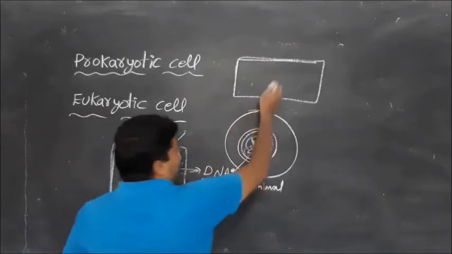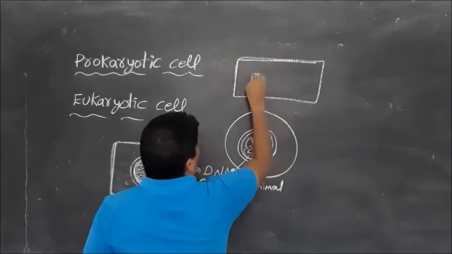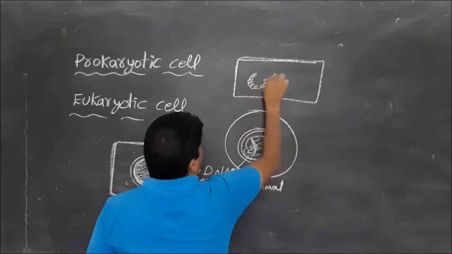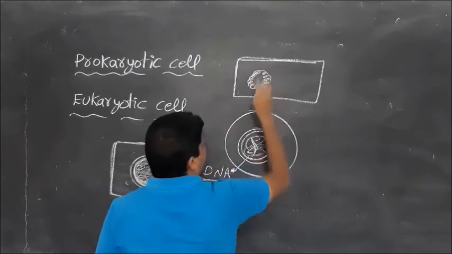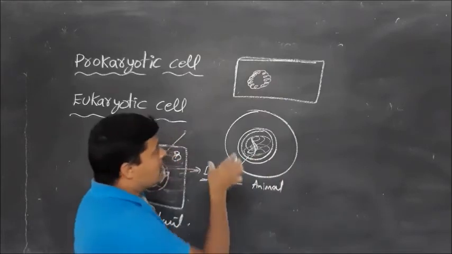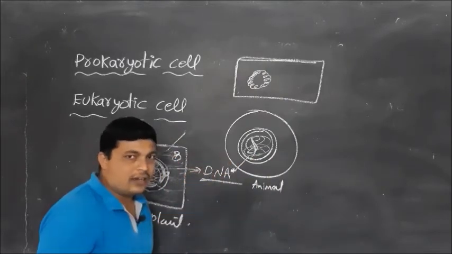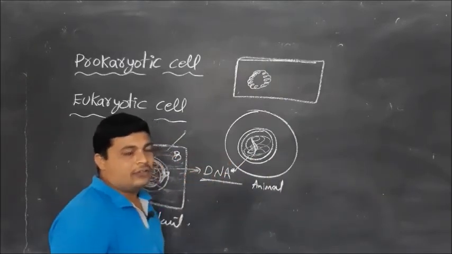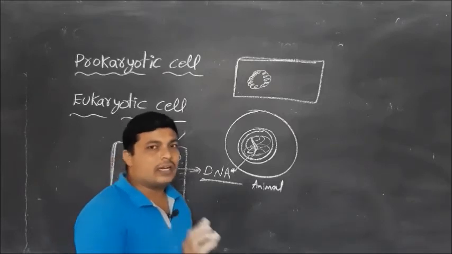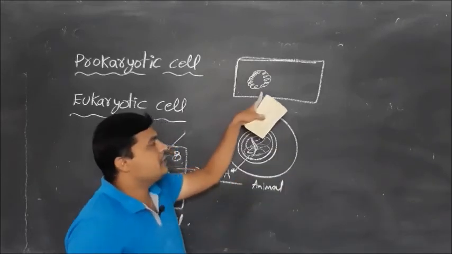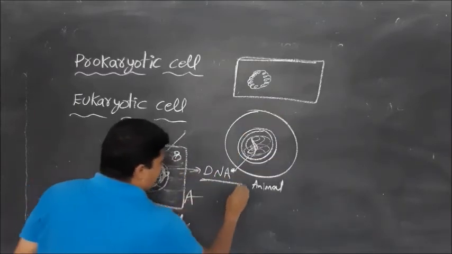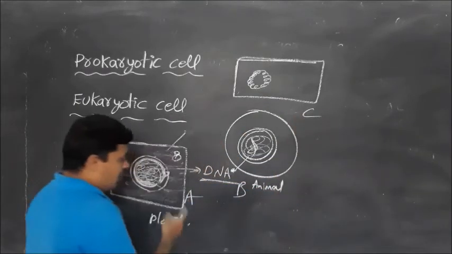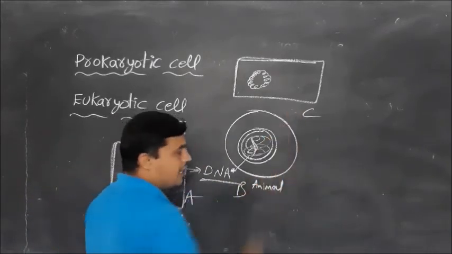But in this bacterial cell, DNA is located in the cytoplasm. Which kind of place? Nucleoid. The location of the DNA in the bacterial cell is called the nucleoid. What is nucleoid? Nucleoid means the location of the DNA in a bacterial cell. Just observe here: cell A, cell B, cell C, plant cell, animal cell and bacterial cell.